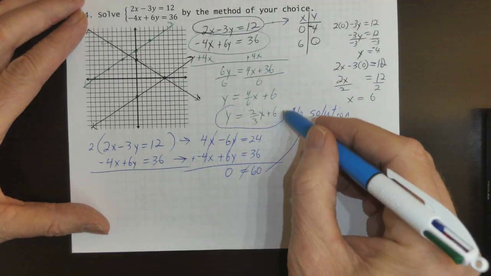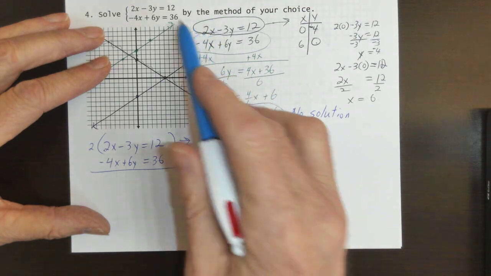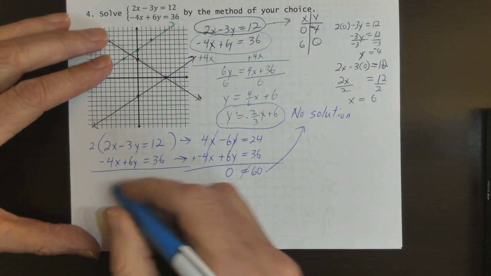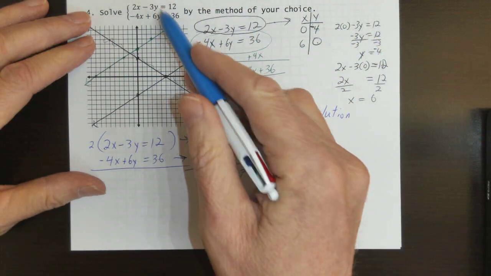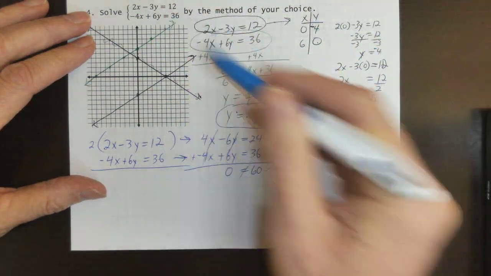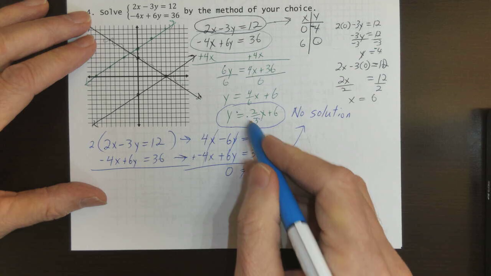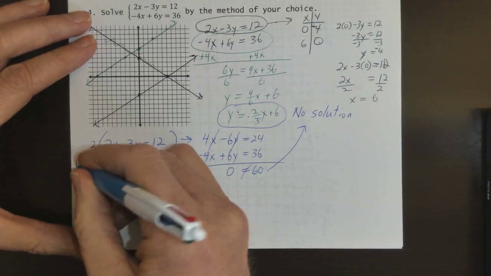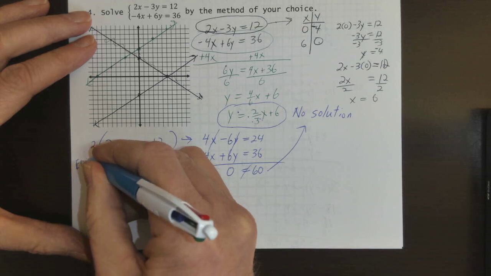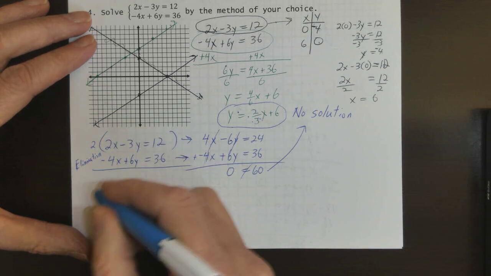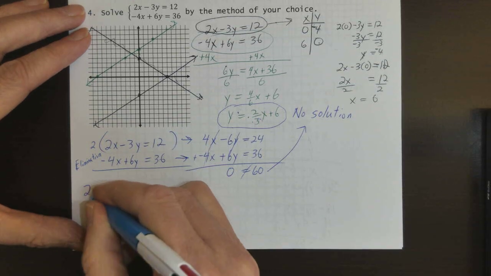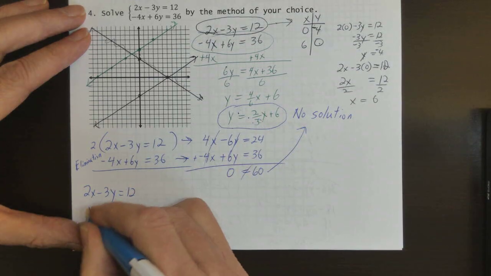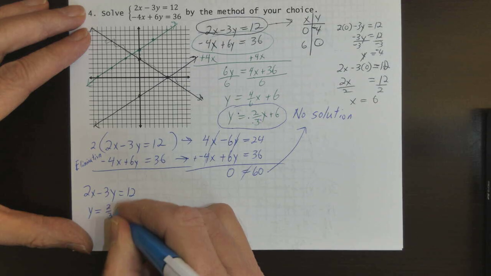Look at this right here, guys. You know how I got y by itself? If I were to use substitution, I would get y by itself or x by itself somewhere. And since I already have this, I'm going to substitute this into the first equation. So elimination, this is elimination. Substitution, I've got 2x minus 3y equals 12. I solved for that, y equals 2/3 x plus 6.